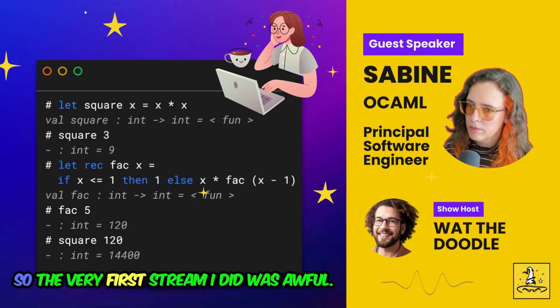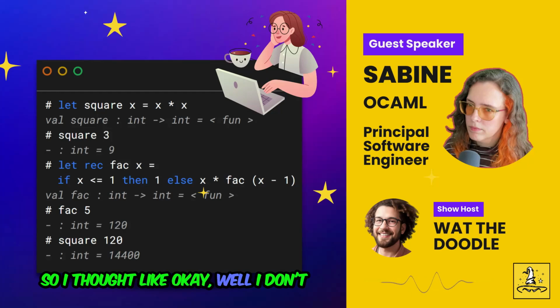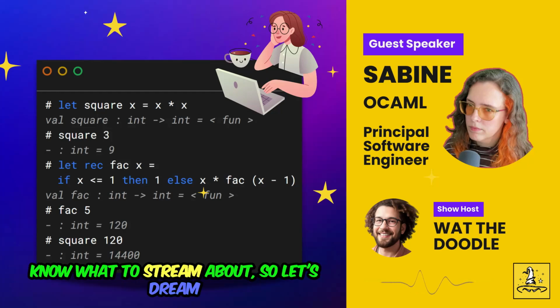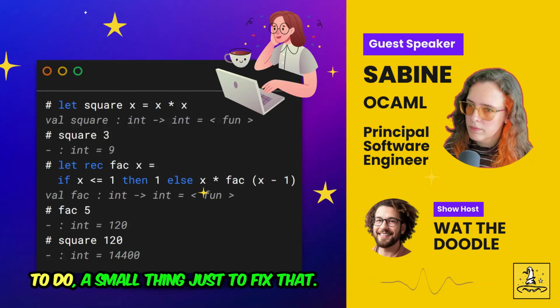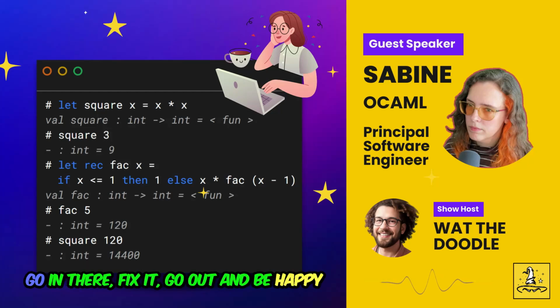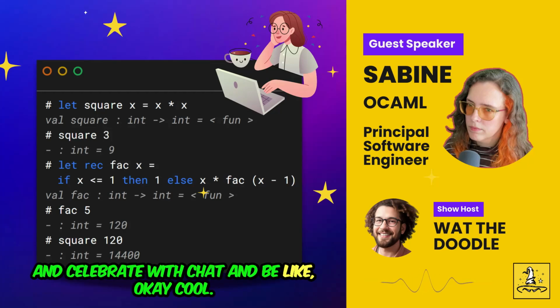Like fixing a bug. The very first stream I did was awful. I thought, okay, I don't know what to stream about, so let's stream about fixing an issue in the documentation generation. I thought that would be a simple, small thing to do: go in there, fix it, go out and be happy and celebrate with chat. And be like, okay, cool.